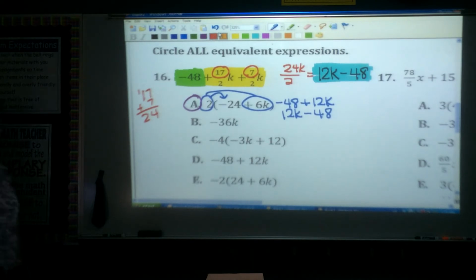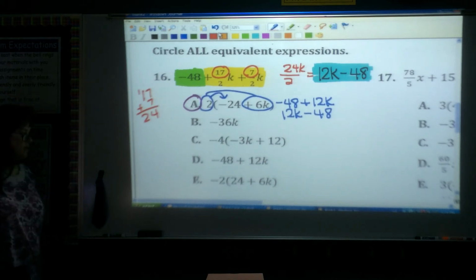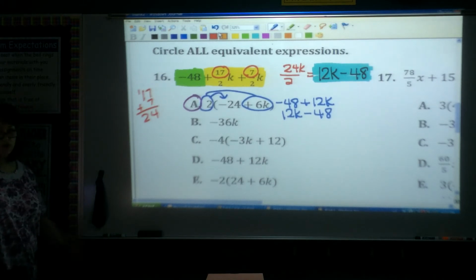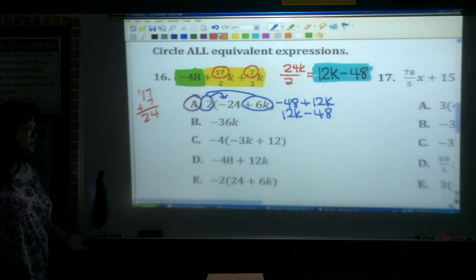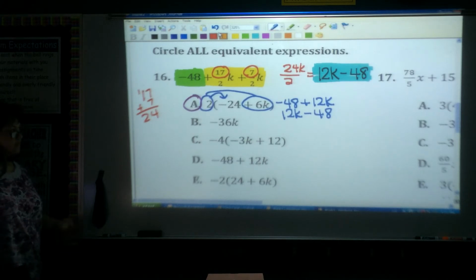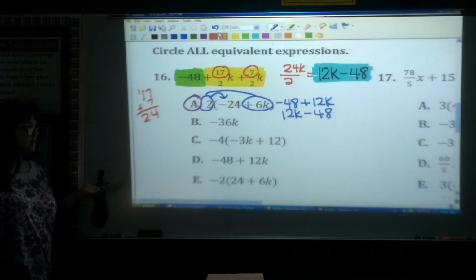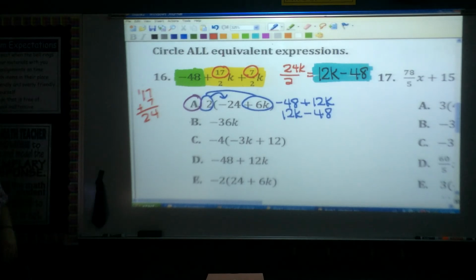So then we look at B, and B has negative 36k. The thing that you should notice right away is that there's no negative 48. And our solution, no matter what, has to have a negative 48. So even if we would have made a mistake when we calculated the 12k, there's no negative 48. So B is not a possible solution.